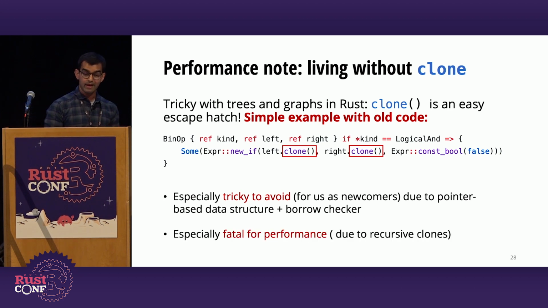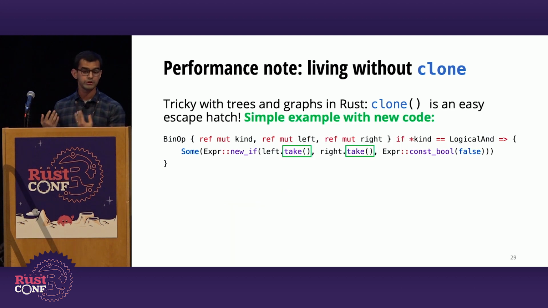But unfortunately, the other bad thing is that this is especially fatal for performance, because we're fundamentally dealing with recursive data structures here. So this ends up becoming a recursive clone. So at some point, we did have to fix these issues. So our solution to this was fairly simple.